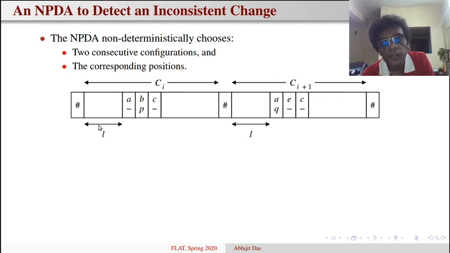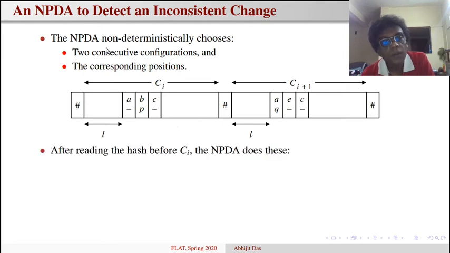Moreover, it also skips the same amount of symbols, L, both in Ci and Ci plus 1. And then it looks at this and this to detect an inconsistency. So what does it do? After the non-deterministic choice of the Ci, after reading the hash before this Ci, it does the following things.